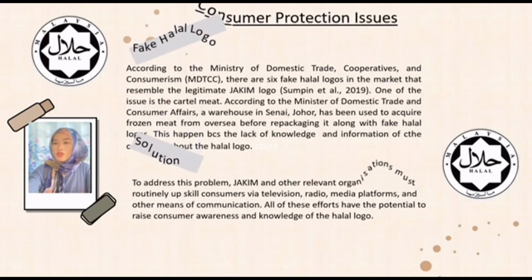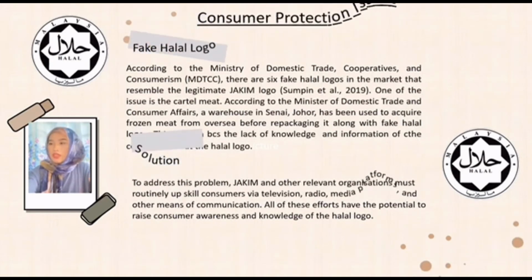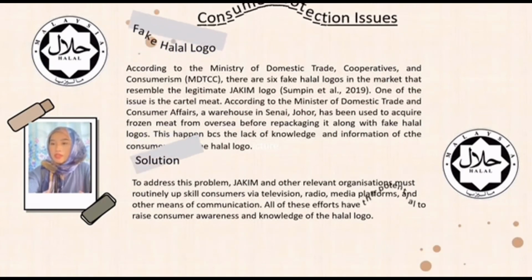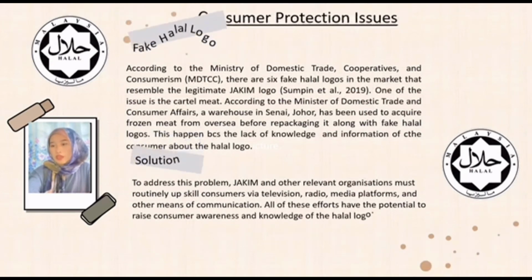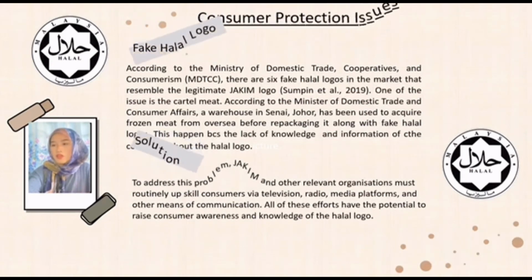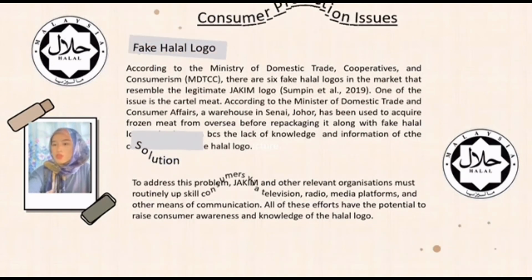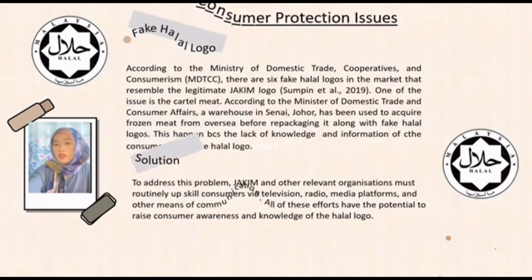The first issue regards the fake halal logo. According to the Ministry of Domestic Trade, Cooperative and Consumerism, there are 6 fake halal logos in the market that resemble the legitimate JAKIM logo. One of the issues is the carton meat. According to the Minister of Domestic Trade and Consumer Affairs, a warehouse in Senan, Johor has been used to acquire frozen meat from overseas before repackaging it, along with the fake halal logo.